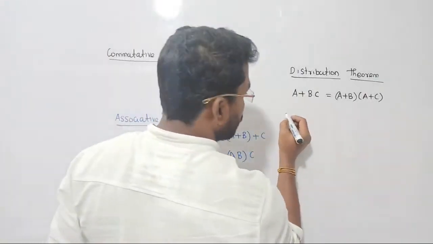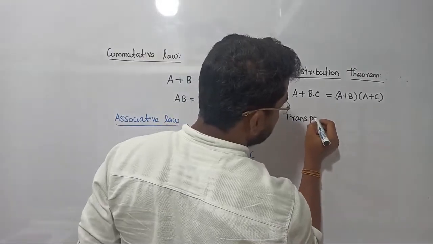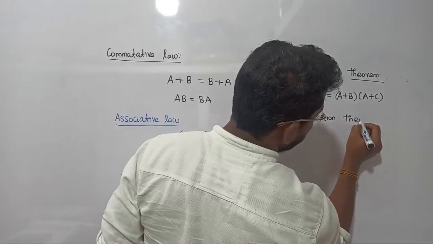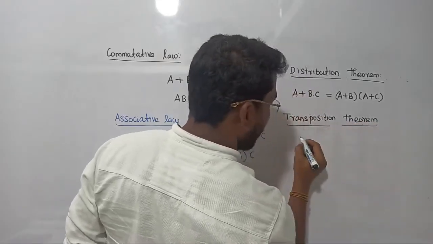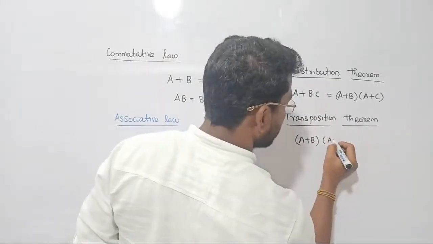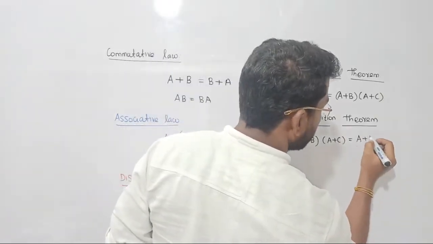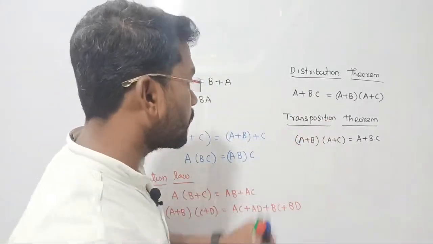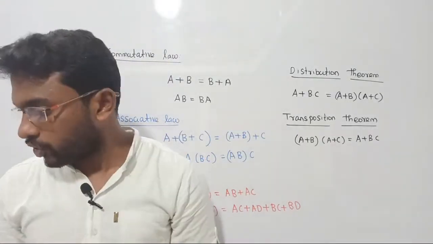Now the opposite of this one is called transposition theorem. What do we mean by transposition theorem? According to transposition theorem, if I have a function a plus b into a plus c, that function can be rewritten as a plus b dot c. Just opposite to distribution theorem is simply going to be our transposition theorem, right? So next we should learn a few more things.